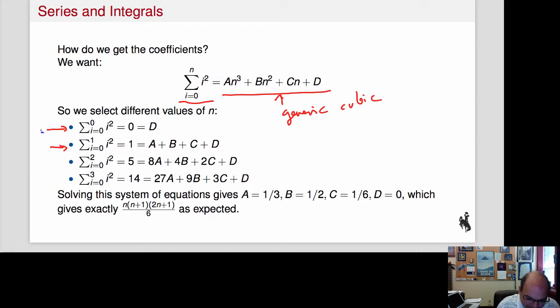Here is the case when n is equal to 0. When n is equal to 0, the left-hand side adds up to 0, which means the right-hand side needs to add up to 0. And the right-hand side, when n is 0, is just equal to d.